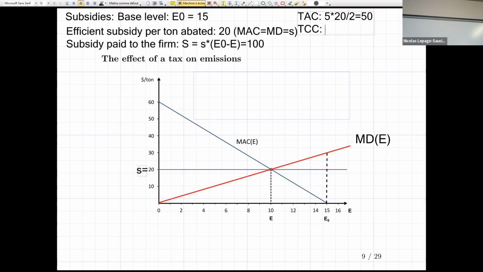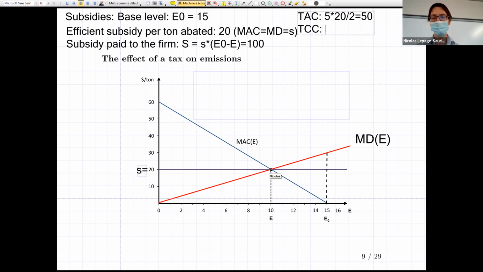So that is the normal. I don't remember the acronym. That's the social, yeah, total social cost. Exactly. Yeah, so that's the total social cost.